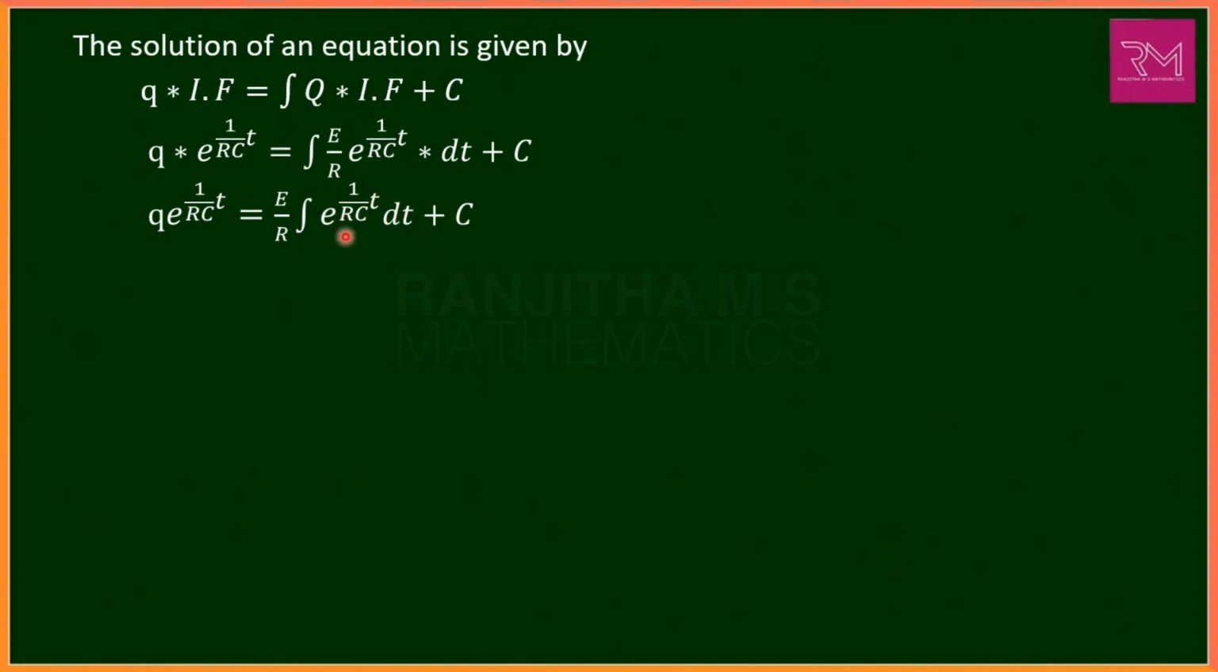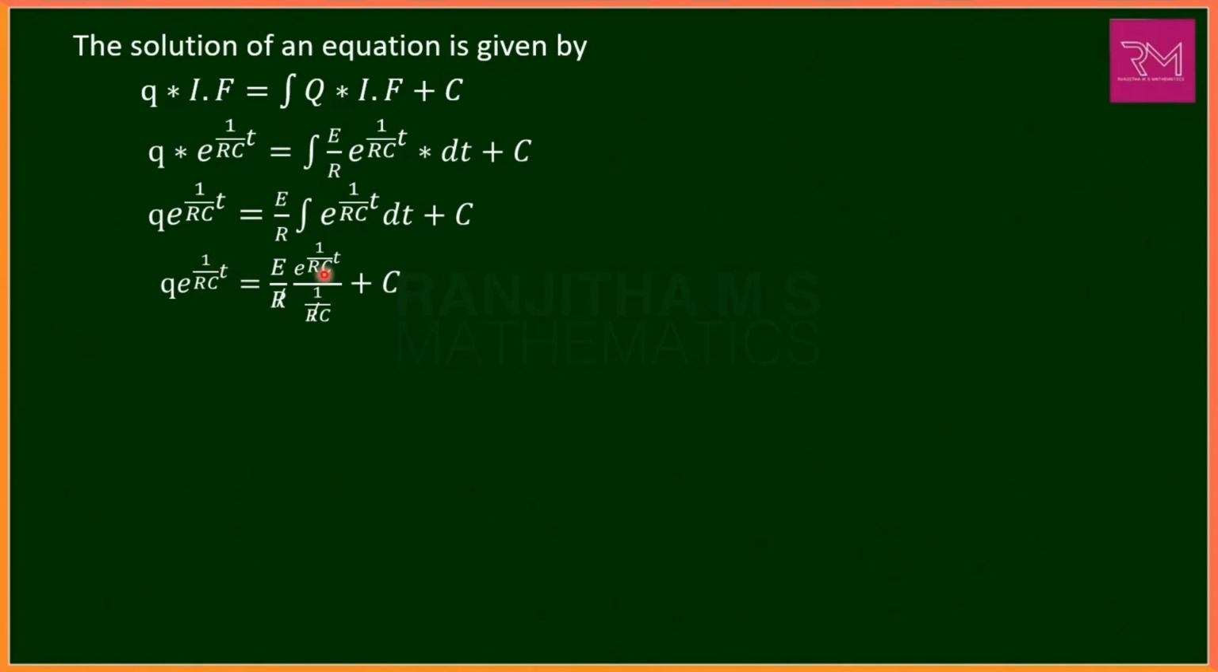Here we know that this is of the form e power ax. That is, we get E by R into, here integration of e power ax is e power ax divided by a. Therefore, this becomes e power (a is 1 by RC) into t divided by (a is 1 by RC) plus c. Here RC gets cancelled.